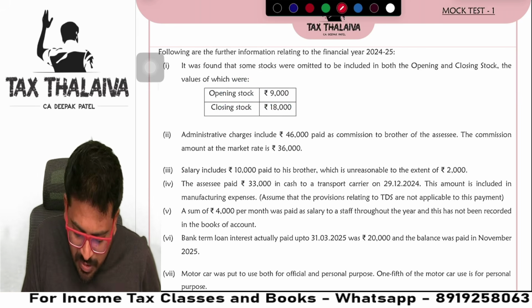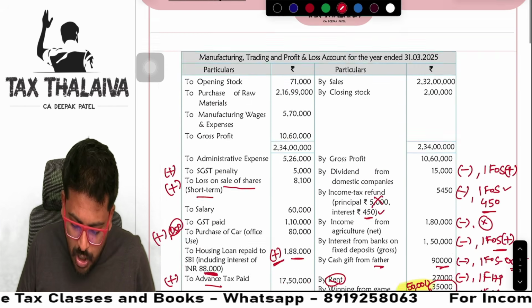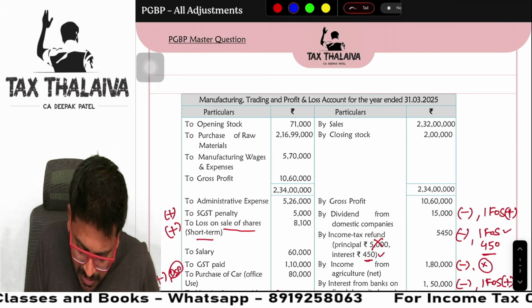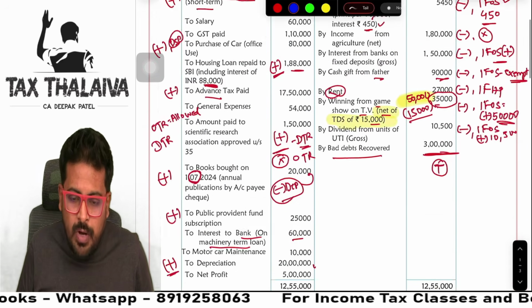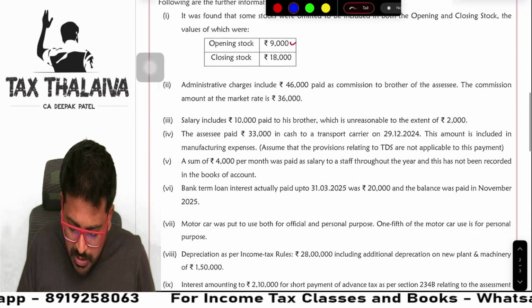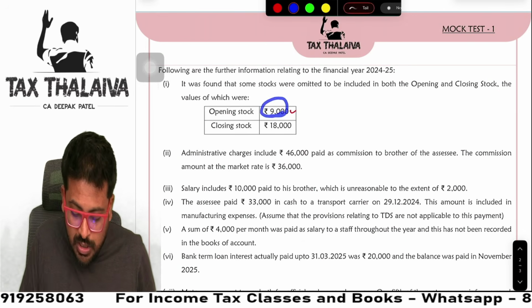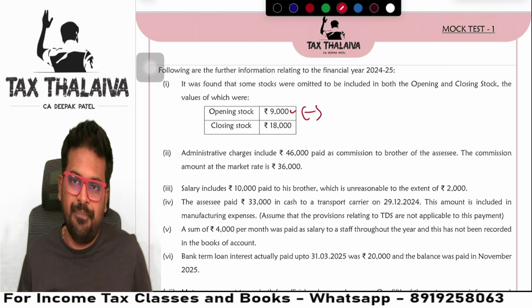Think logically, guys. First I will take opening stock. Opening stock, you reduce from your profit. Correct? Here it is reduced from your profit because this is the debit side. From your profit you only reduced 71,000. You forgot another 9,000 to be reduced. So very simple, you will reduce this from PGBP.